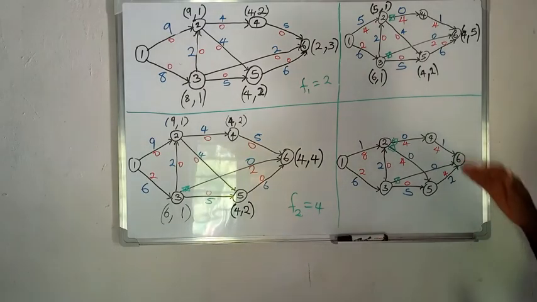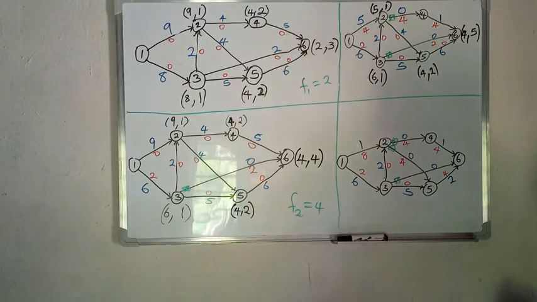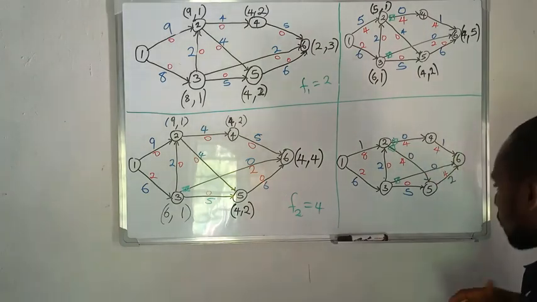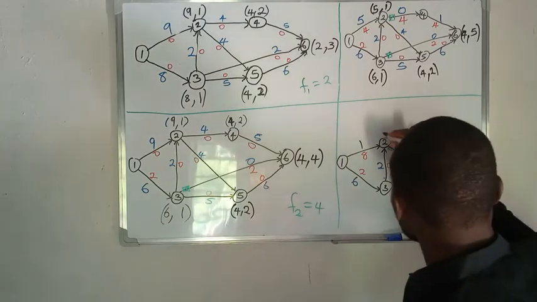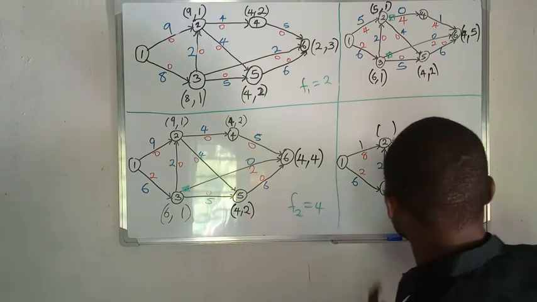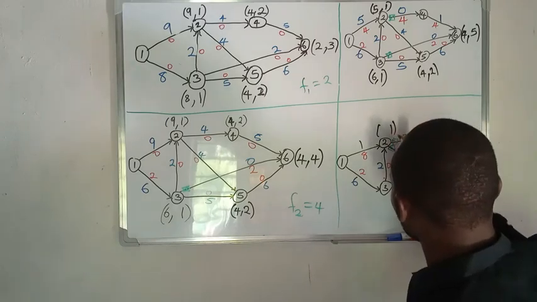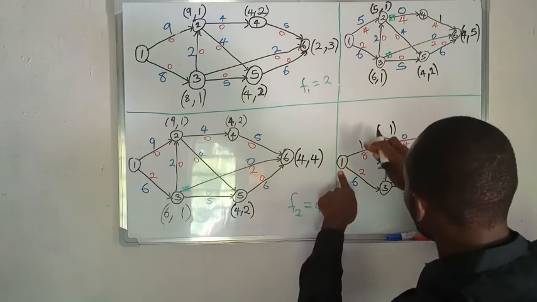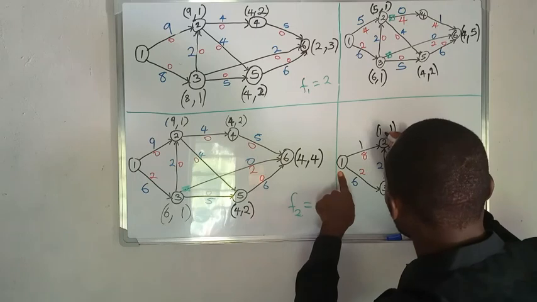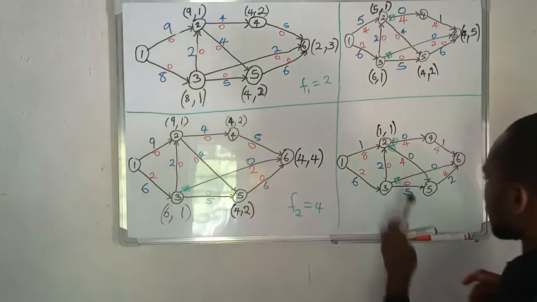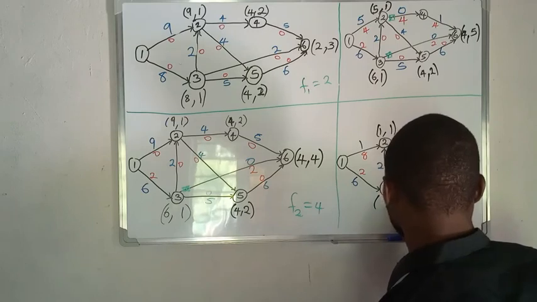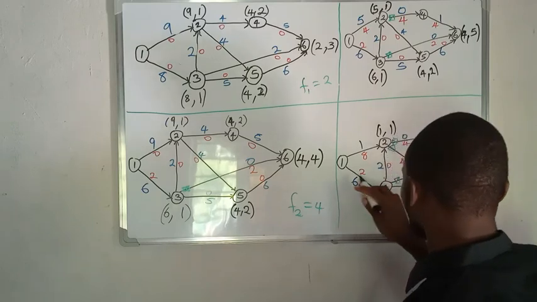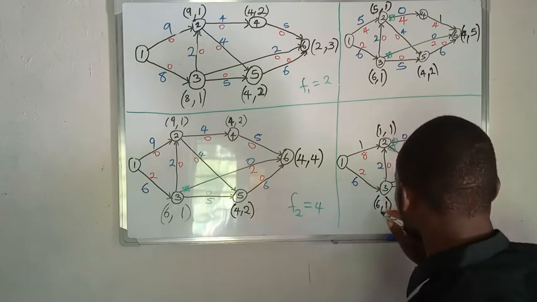So we try to see if we can label again. So right now we can label from 1 again. So we have labeling 2 from 1. We have 1 here, which is the node, and then the capacity here is 1. And then we try to label 3 from 1. Right here we'll have 1, and then the capacity here is 6.